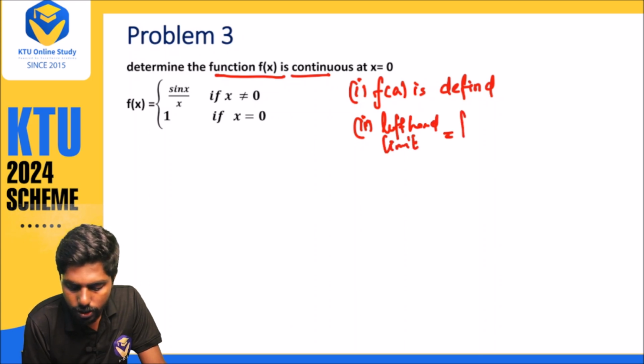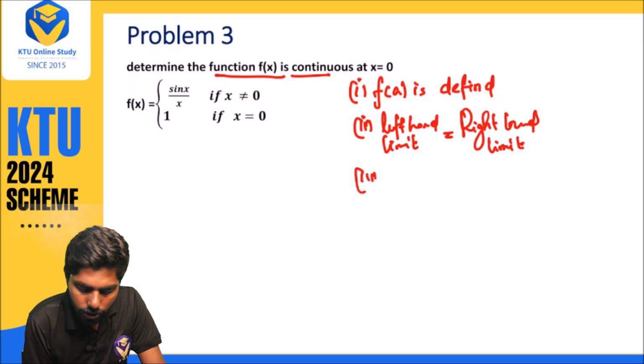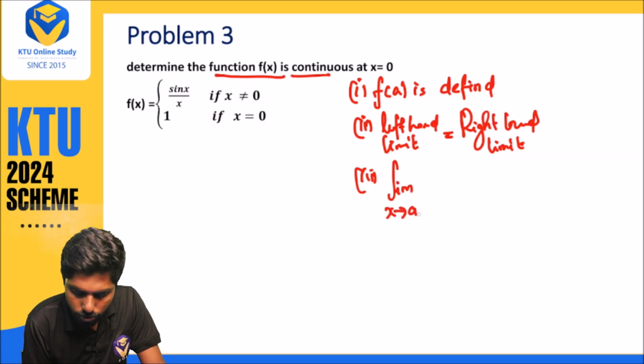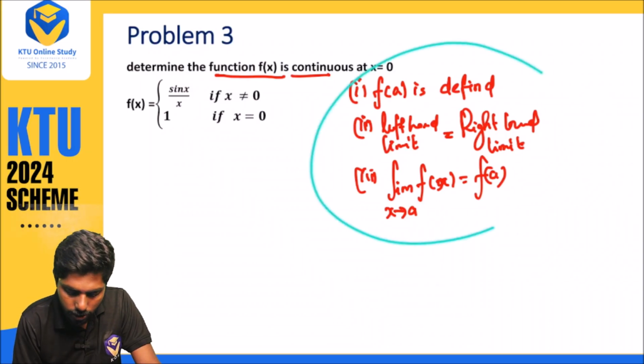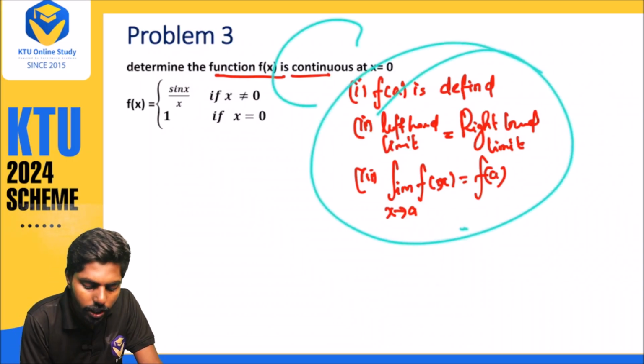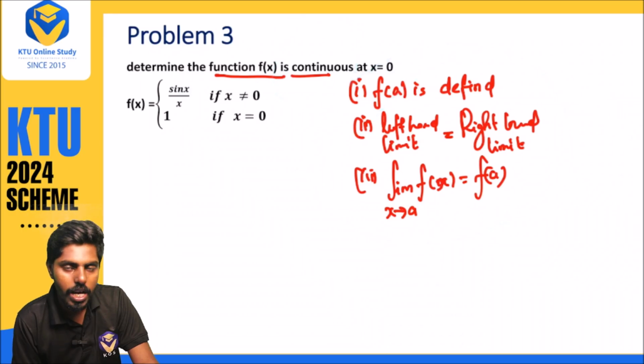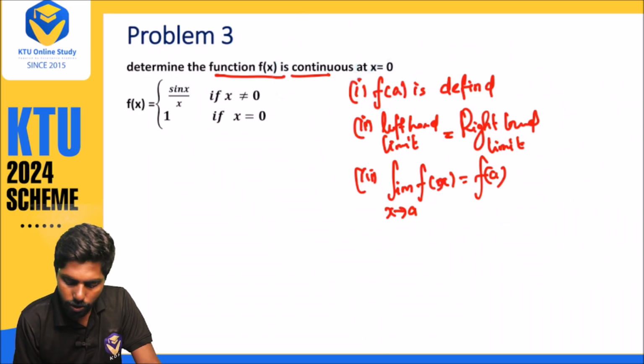Left hand limit is equal to right hand limit. What about the third condition? The third condition is that the limit as x approaches a of f of x is equal to f of a. So this is our third condition. These three conditions should be satisfied. Only if these three conditions are satisfied will you say it is continuous. Otherwise it is not continuous.